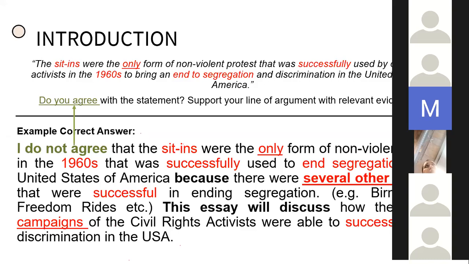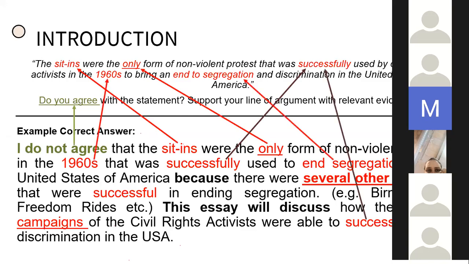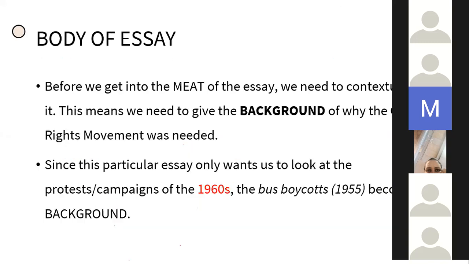So there's my stance. You can see I've underlined it in green and then I wrote it over in green. And then I'm using words from the question in my introduction, as you can see here. Now let's go on to the body of the essay. Before we get into the meat of the essay, we need to contextualize it. This means that we need to give the background of why the civil rights movement was needed.